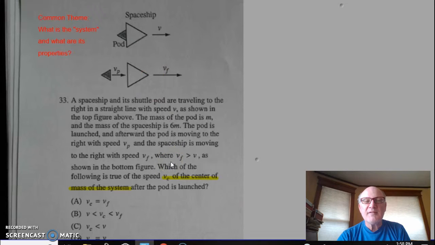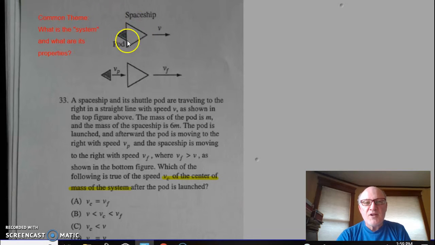But here's the swerve right at the end. Which of the following is true of the speed vc of the center of mass of the system after the pod is launched? So that is a clue. When they talk about the center of mass of the system, what we need to understand about the system, if this is our entire system, is that things may change. Individual pieces within the system may change. But the center of mass of the system will move forward with a constant speed.